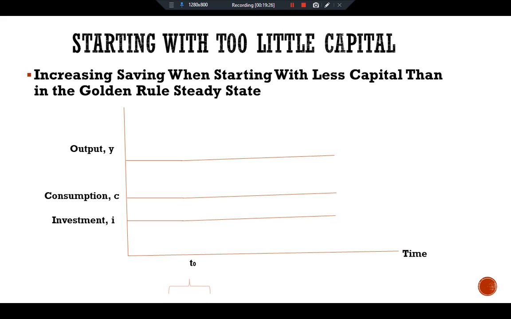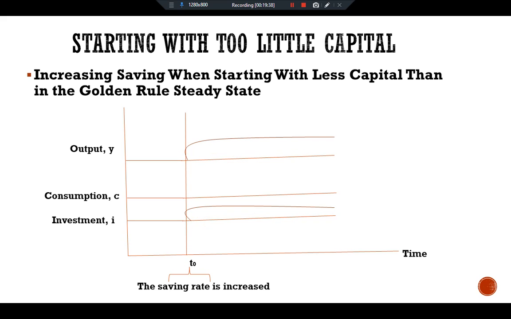So here we have time, and the policymaker wants to increase the saving rate. Okay, by increasing the saving rate, we have a higher amount of output, and a higher amount of consumption. By increasing the saving rate, first see here we have a reduction in consumption, but in the long run this consumption will rise.